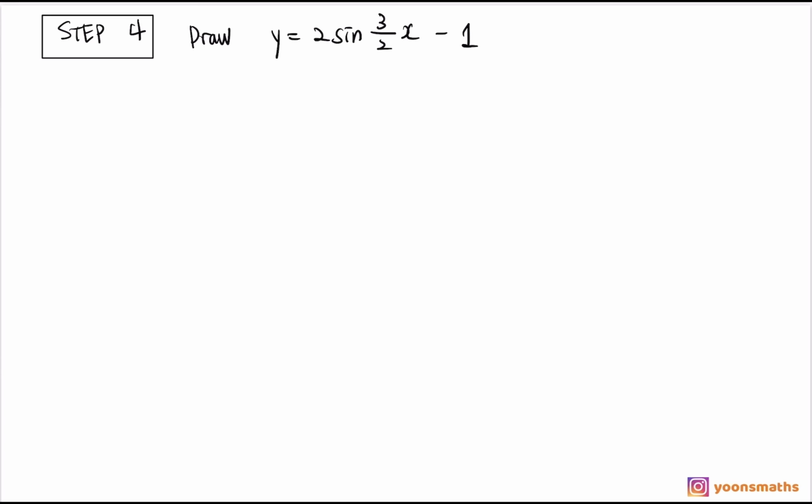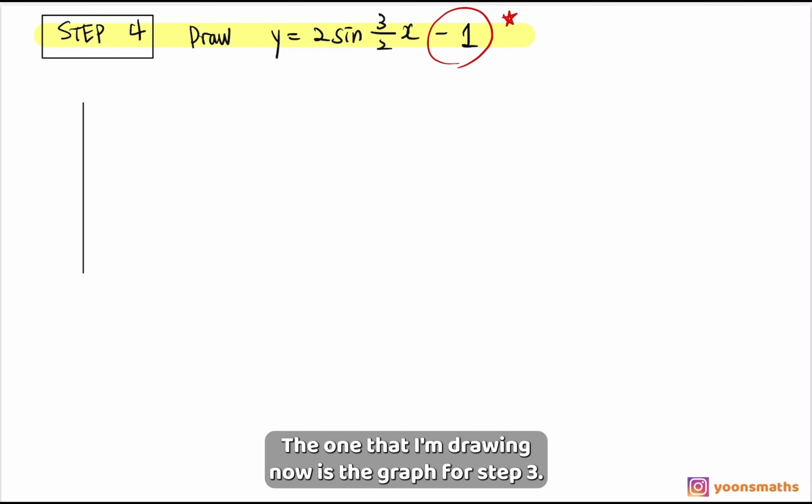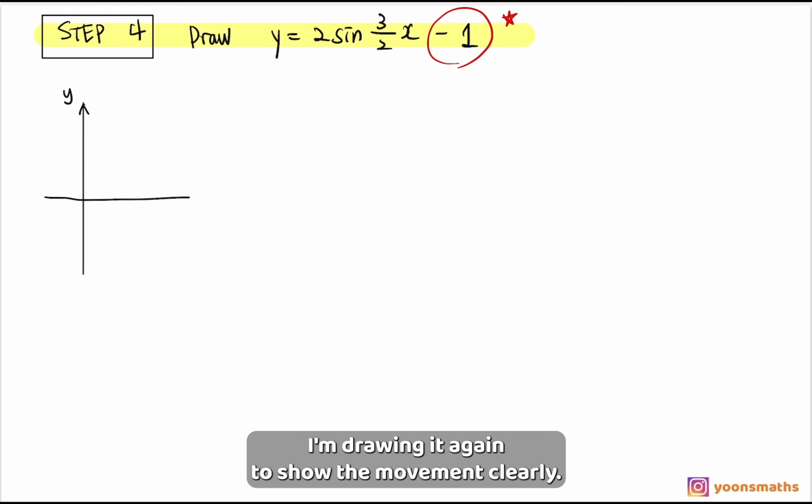Now let's move on to step 4. Step 4 is to draw y equals 2 sine 3 over 2 x minus 1. This minus 1 means we have to shift down by 1 vertically. The one that I'm drawing now is the graph for step 3. I'm drawing it again to show the movement clearly.